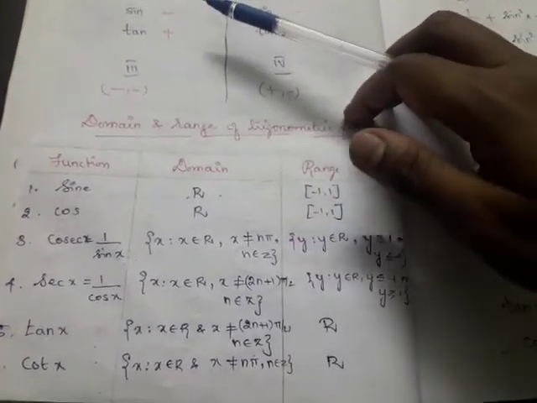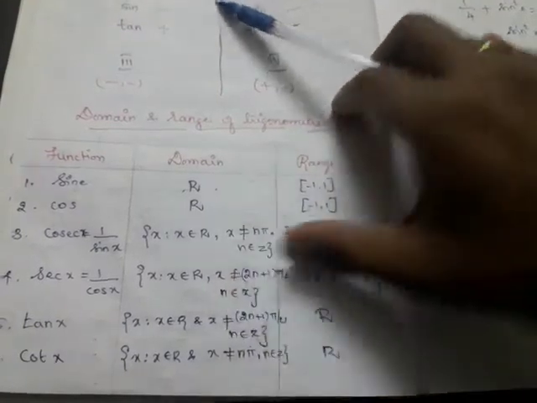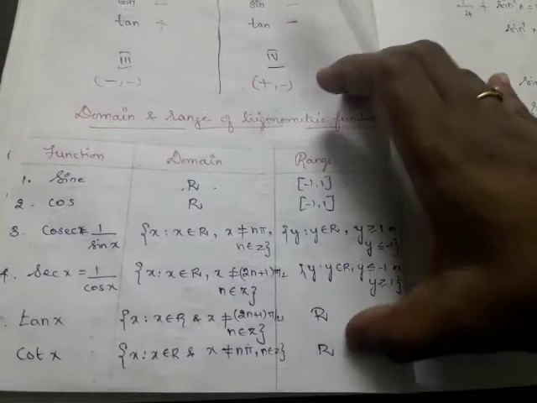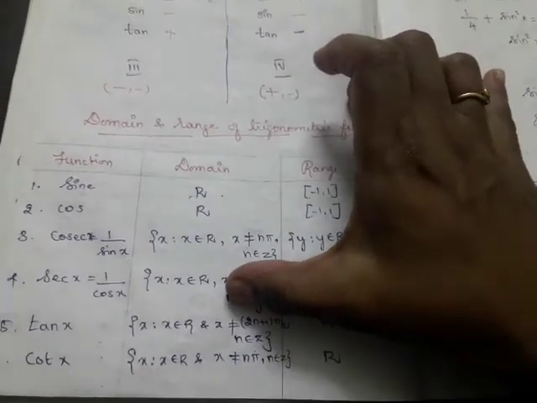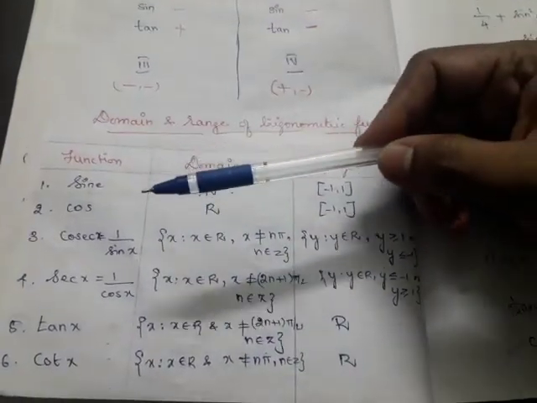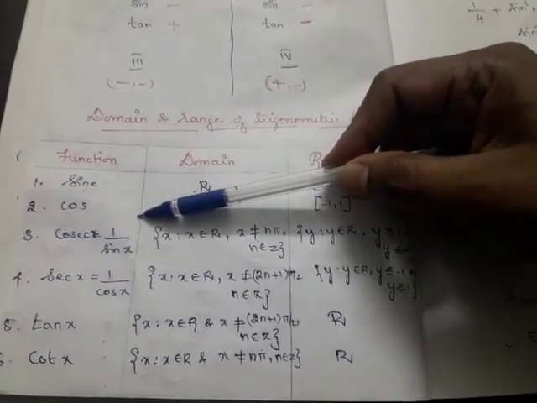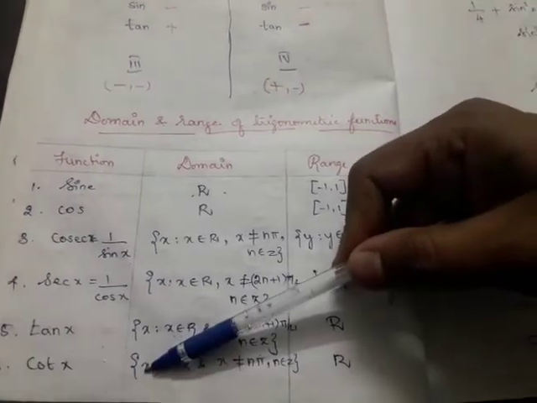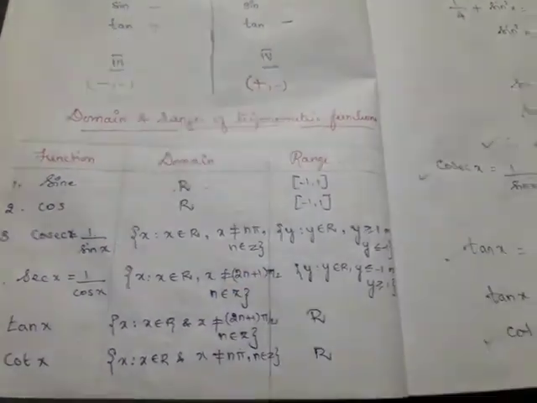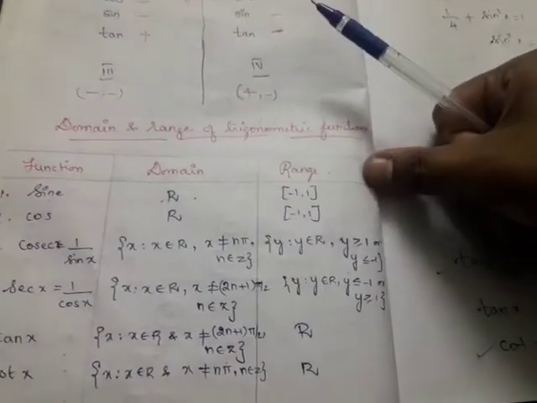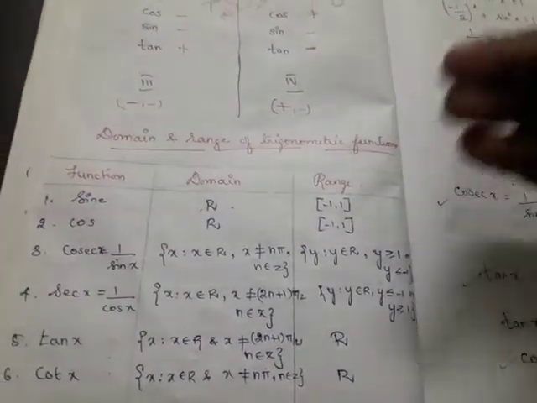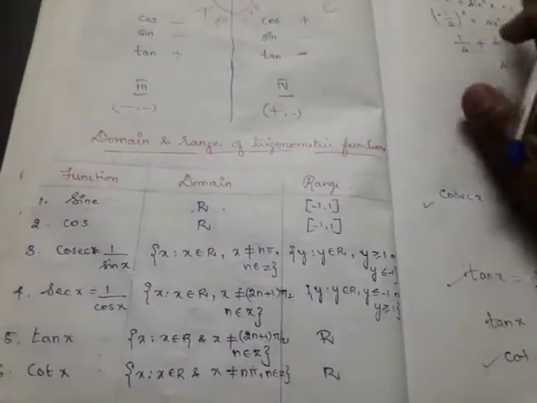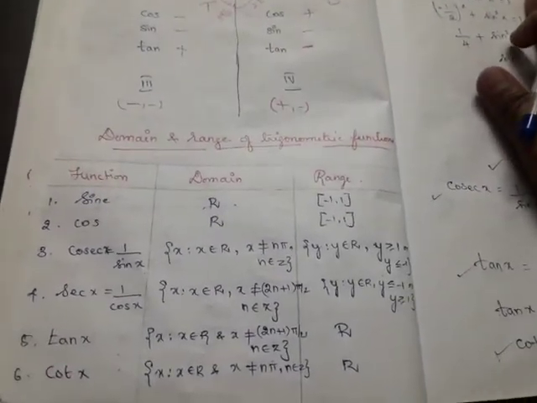Then tan x and cot x, similarly, the domain is the set of all real numbers except where the denominator becomes 0, and the range will be the entire real number system, because tan x is the ratio of sine and cos, sine theta by cos theta, right? So the range can be the entire real number system, and cot x is just the reciprocal of tan. Therefore, it can also be the entire real number system. So the domain and range of all the trigonometric functions we learnt. So these are all the things I told you have to remember.